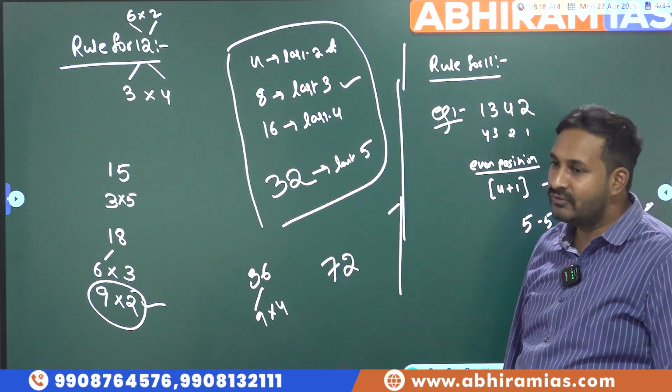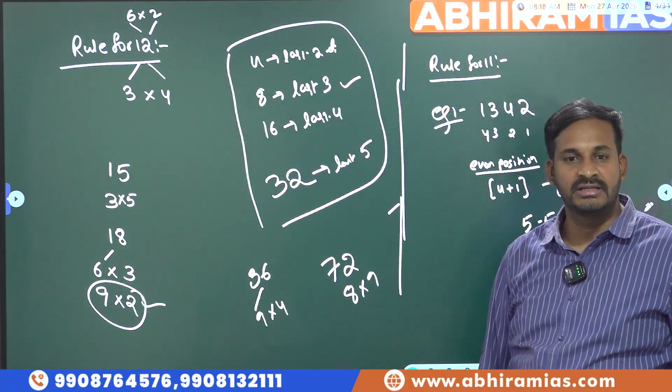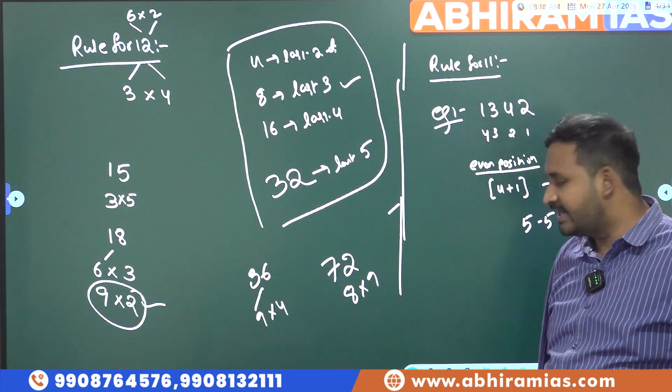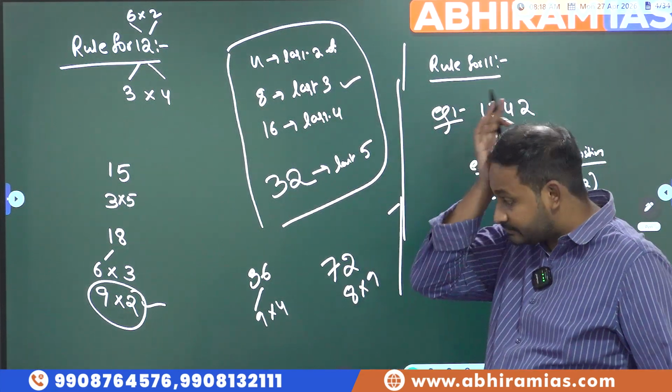8 into 9. 8 9s are 72. Then the divisibility rule for 72 is any number which is divisible by both 8 and 9 is also divisible by 72. Like this. Write down.